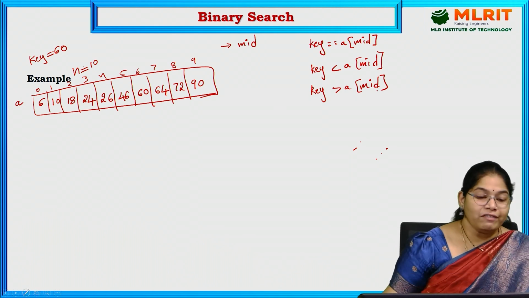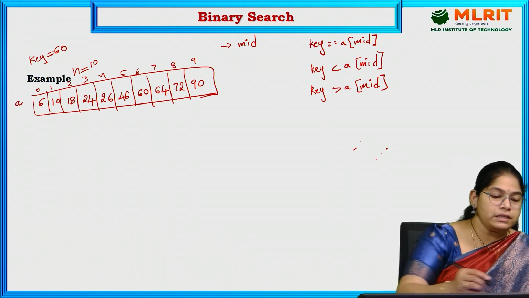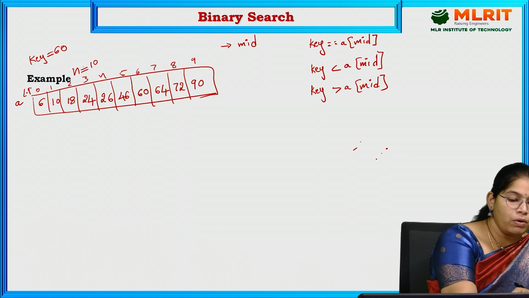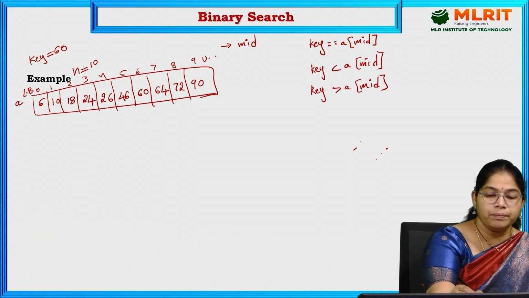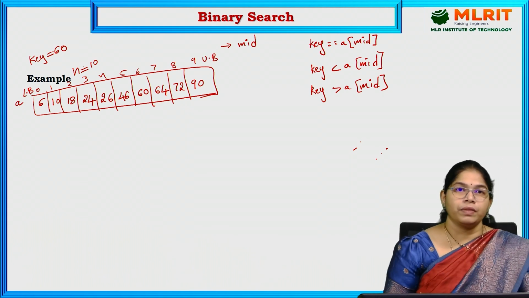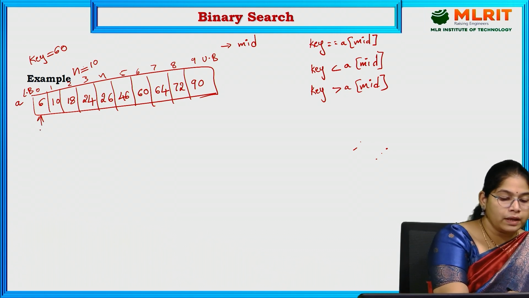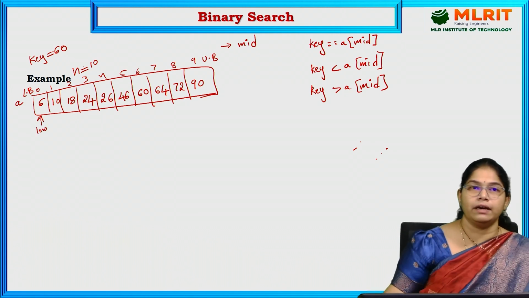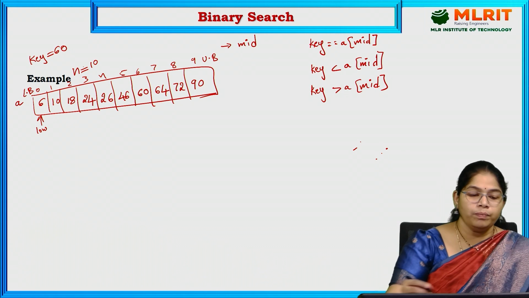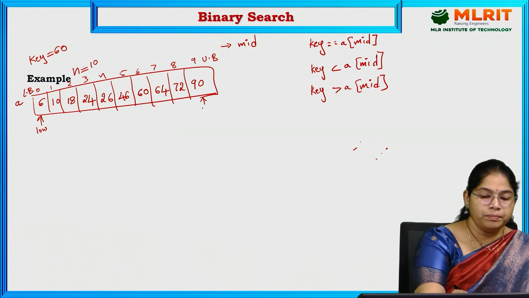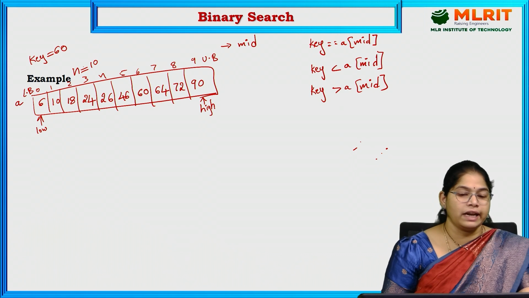So this is the given list of elements. Always this is the lower bound of the array and this is the upper bound of the array. Now here I am considering this as the low, the left side of the array, and this upper bound is the high, the right side.